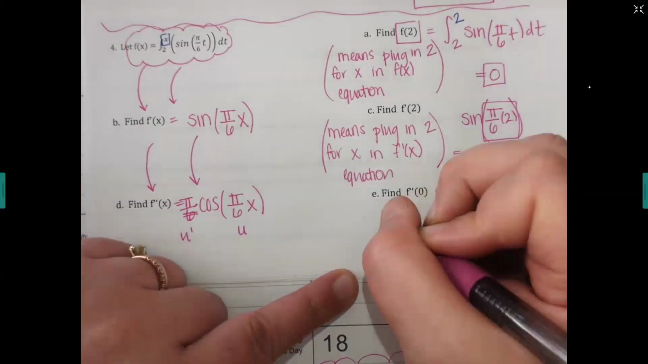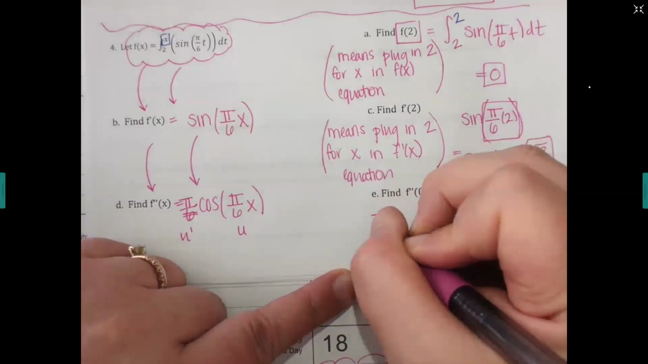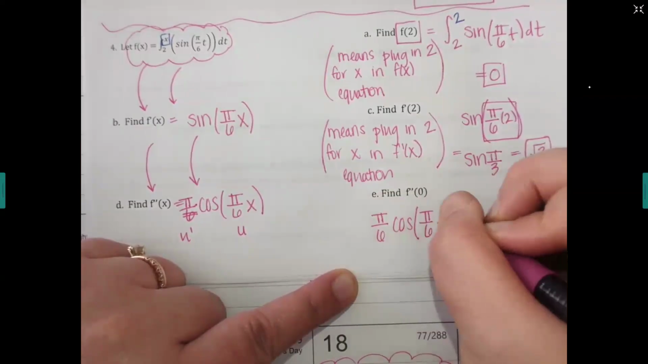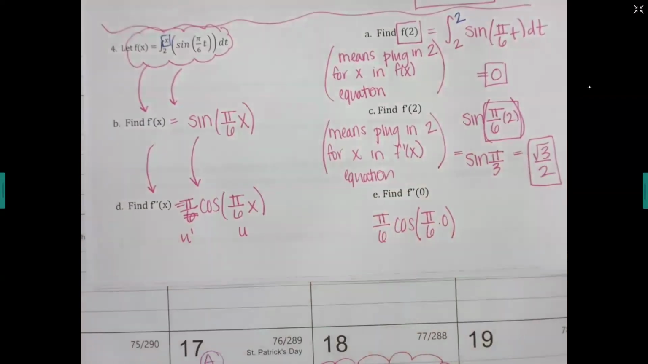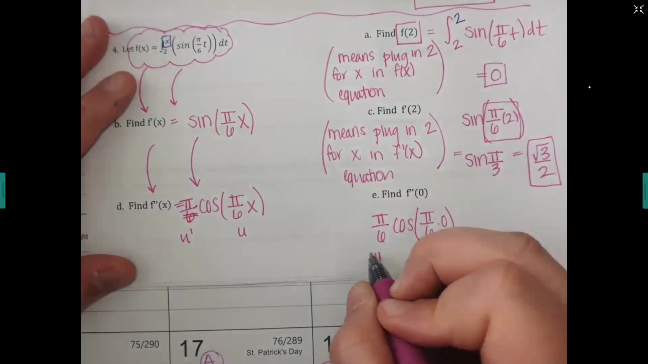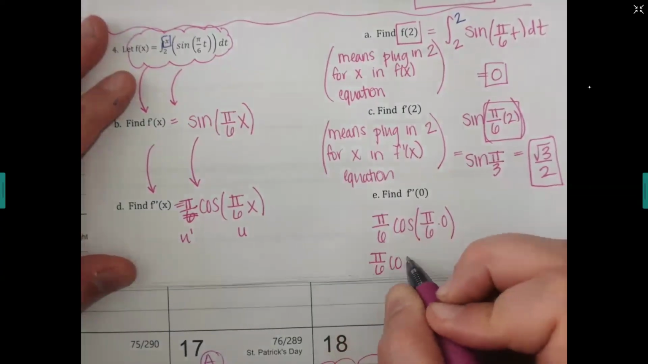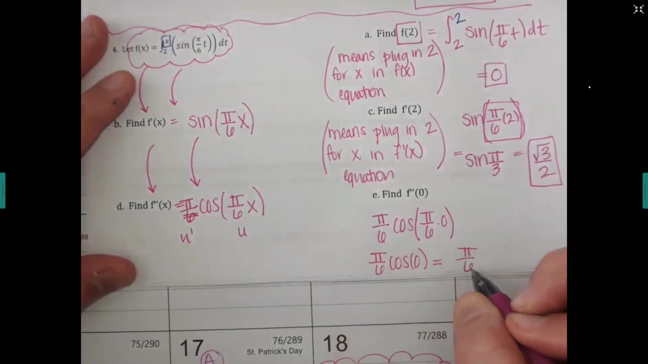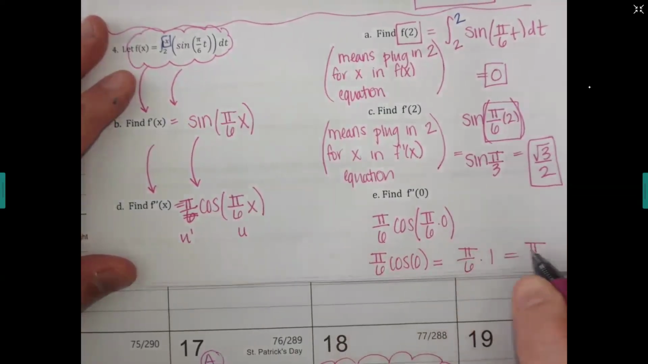So we're going to do pi over 6 times the cosine of pi over 6 times 0. What's pi over 6 times 0? What's the cosine of 0? It is 1. And then I'm going to have pi over 6 times 1, which is just pi over 6.